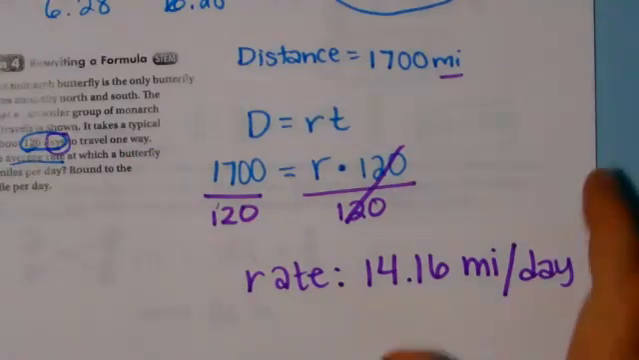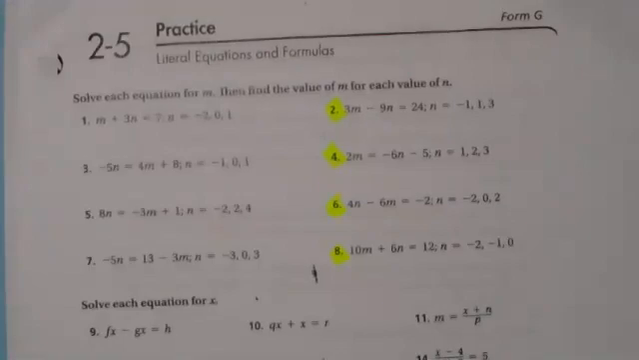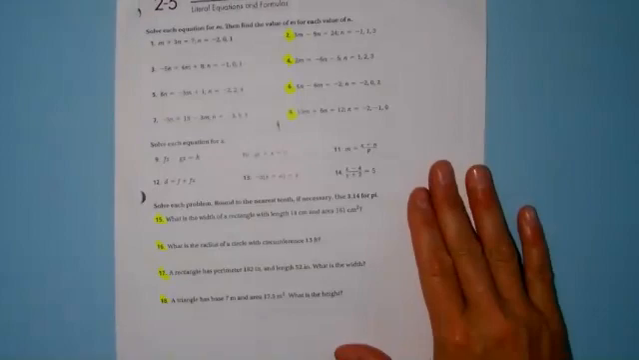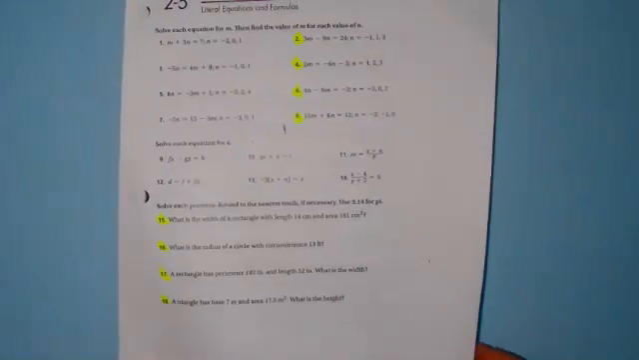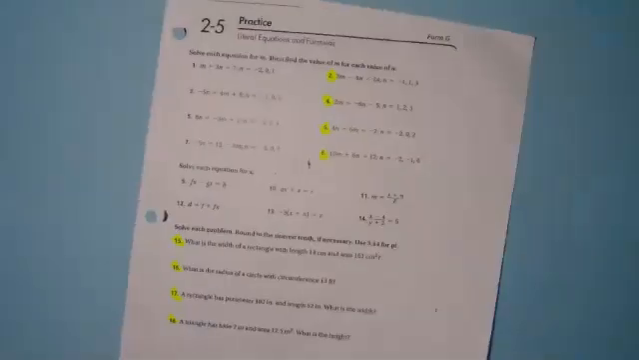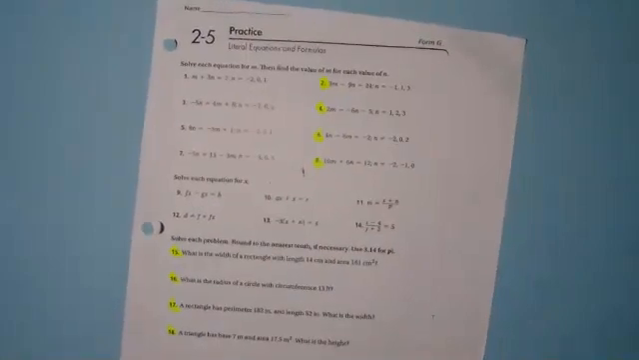Now, we are not going to do all of these. I picked them out specifically. So on 2-5 practice, here's what we're going to do, and I'm going to help you, so don't get weirded out here. We're going to do 2, 4, 6, and 8. We're going to do 15, 16, 17, 18. Oh, sorry. And that's it.